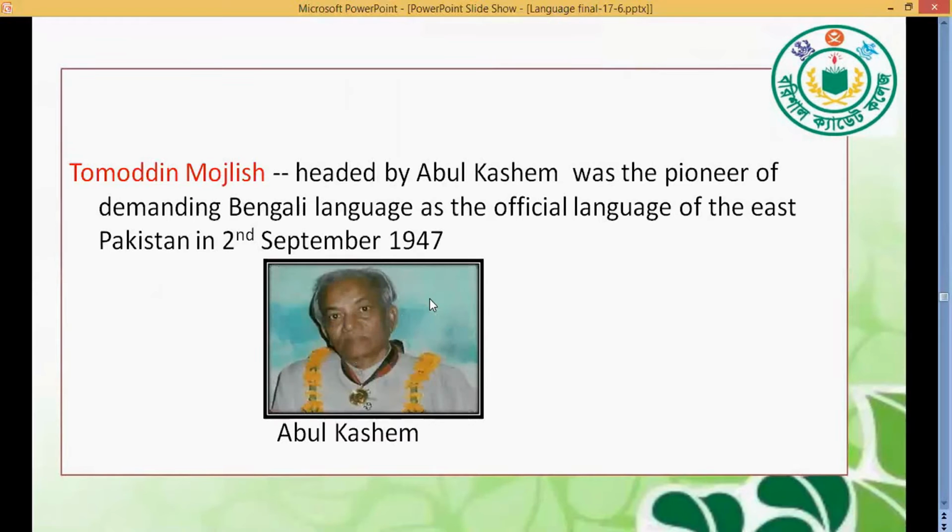Friends, Abul Qasim, the head of Tamuddin Mojlis, was the pioneer of demanding Bengali language as the official language of East Pakistan on 2nd September 1947. Abul Qasim demanded Bengali language as the official language of East Pakistan on 2nd September 1947.